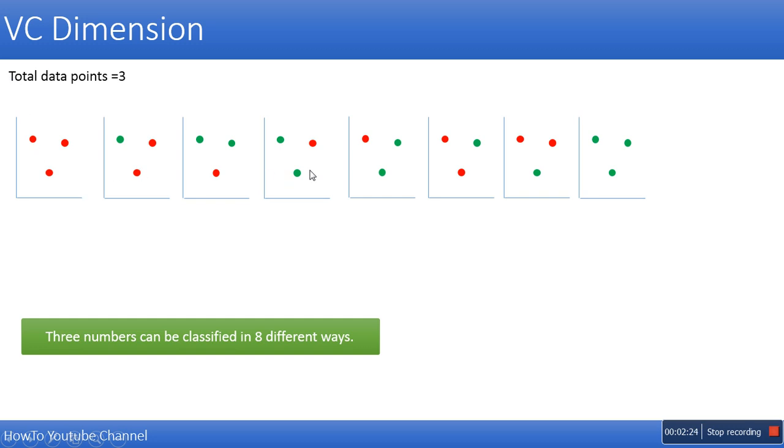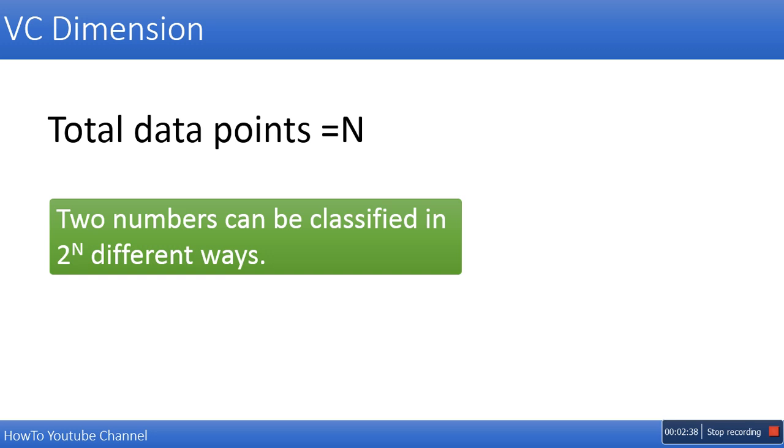Okay, so the thing is that in case you are having n data points, what will be the number of ways in which those n data points can be classified into two classes? It will be 2 to the power n. So if we are having n data points and you want to represent them in all possible ways, there will be 2 to the power n different ways.